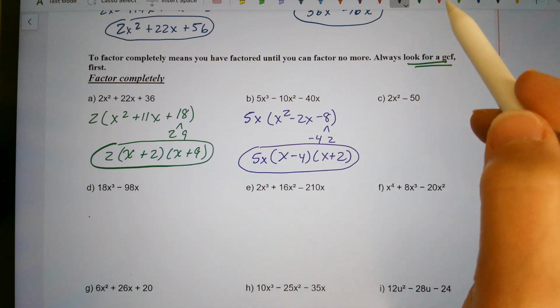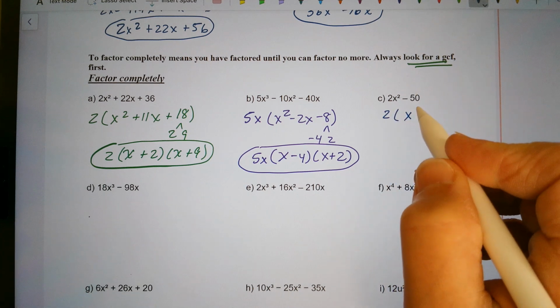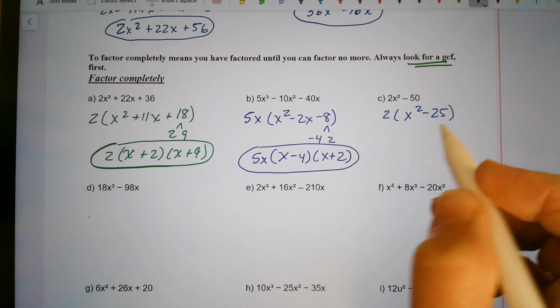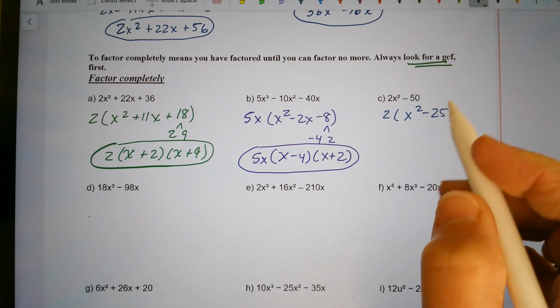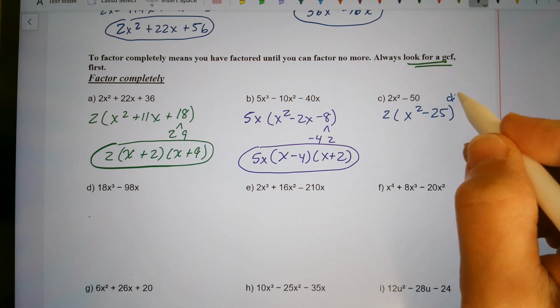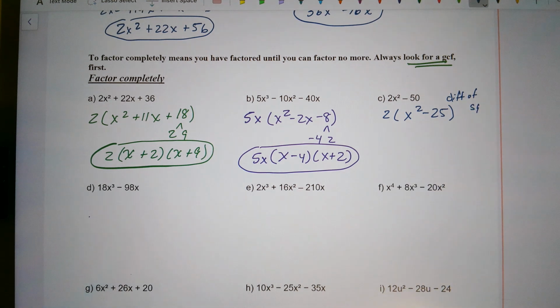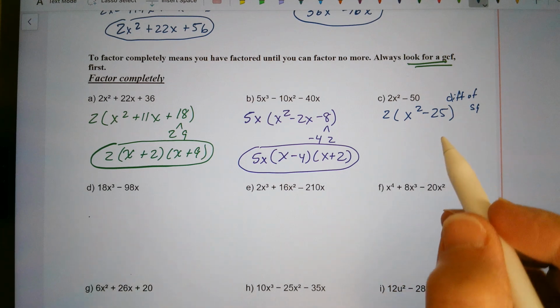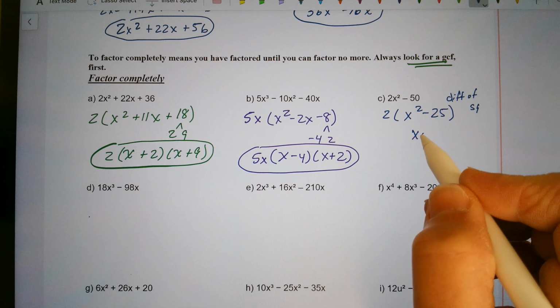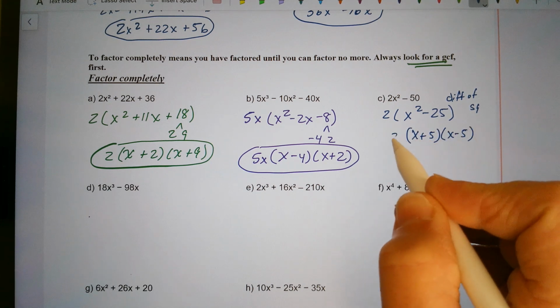See, there's a GCF 2. Factor out 2. We get x squared minus 25. This is just two terms. It is difference of perfect squares. And this factors into x plus 5 times x minus 5. Bring down the 2.